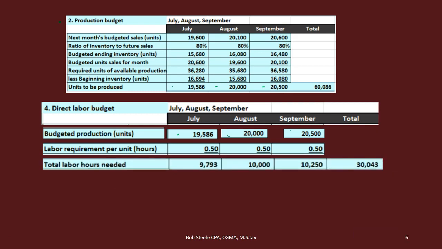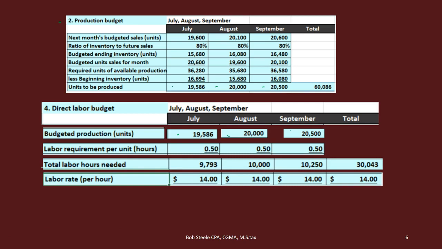Alright, so then we're going to say that the total hours needed is going to be, in this case, the 19,586 times the 0.5. Half an hour is the 9,793 hours. The 20,000 times 0.5 is the 10,000. The 2,050 times the 0.5 is the 1,025. That's how many hours we are projecting out.